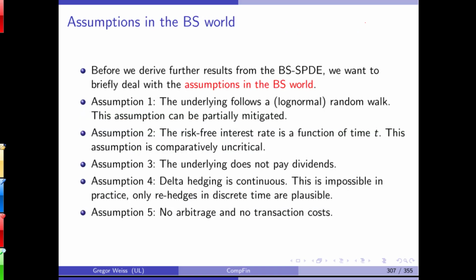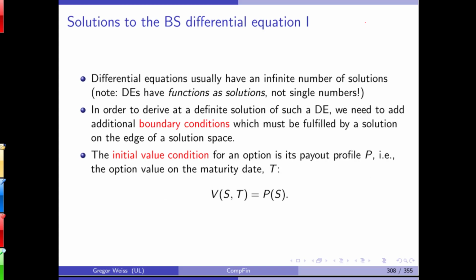And to sum up the assumptions in the Black-Scholes model, again, the underlying follows a log-normal random walk. You can also loosen this restriction a little bit and use more complicated stochastic processes. The risk-free interest rate is a function of time. Underlying does not pay dividends. We can do delta hedging in continuous time without transaction costs, highly unrealistic. And the market is arbitrage-free. That's ideal, but might not be the case. Then we are given the Black-Scholes differential equation.